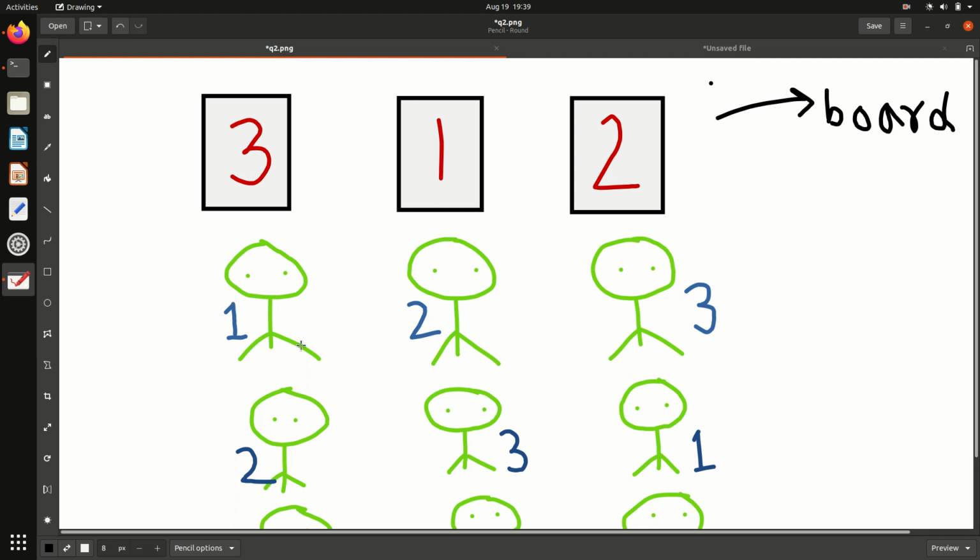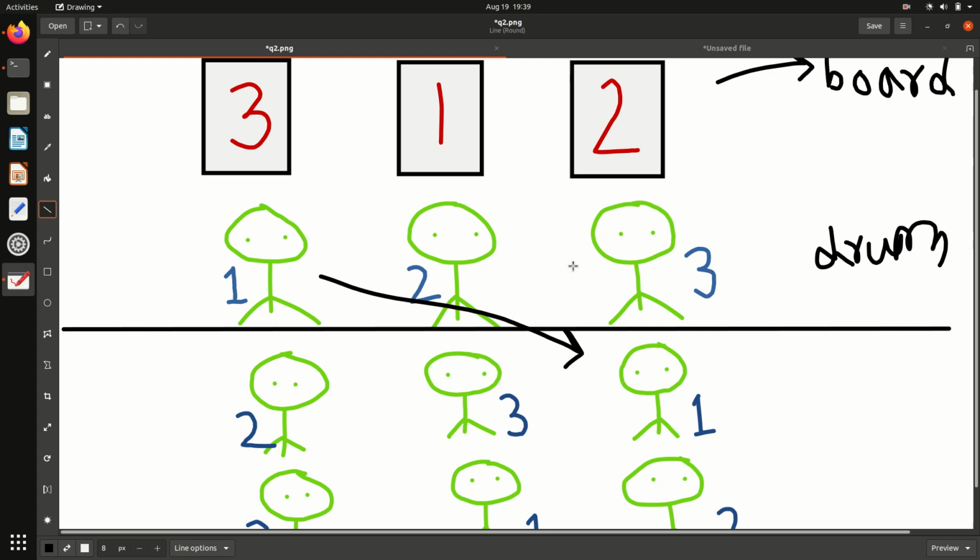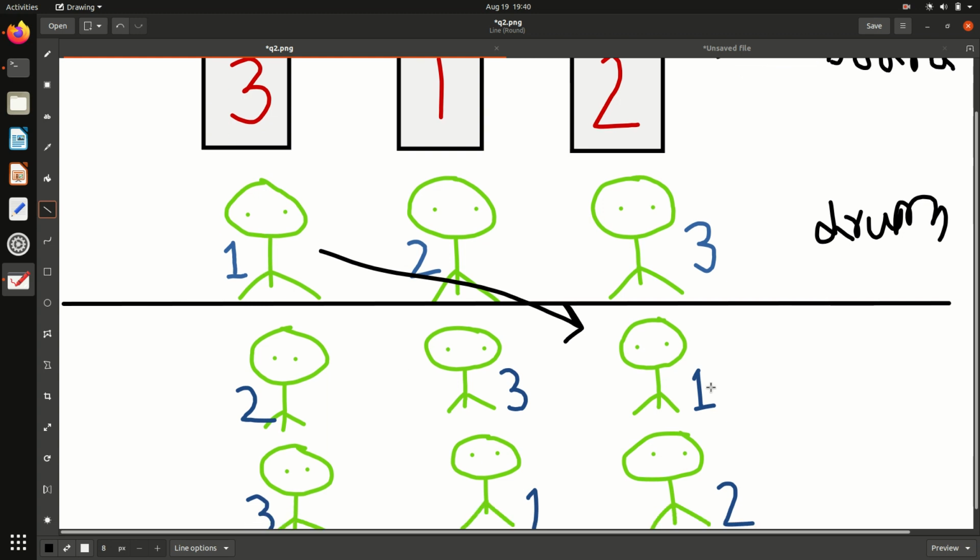Now where will they go? They will go to the location which is written on the board behind them. So 1 will look behind, and it will see 3 written. So 1 will go to the third location or third place, which I have drawn here. So 1 will go here. Let us say I made a drum beat. After the drum beat, 1 will go here. So 1 came here. Let me draw a line. So this was the initial one. Initially they are like this, but after the drum beat, 1 came here.